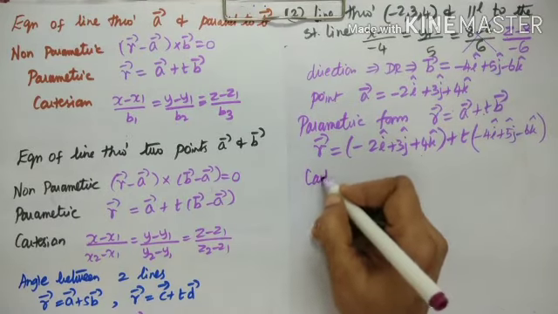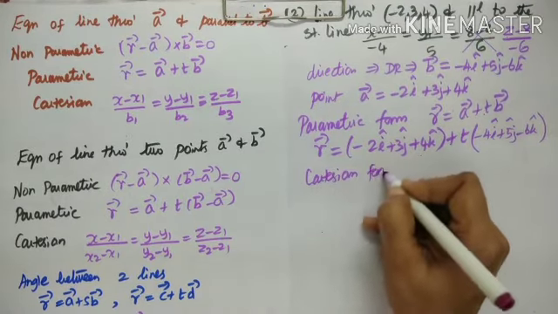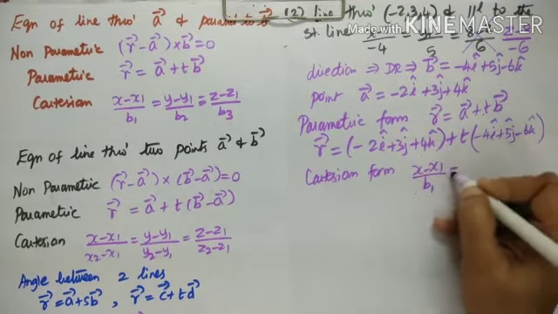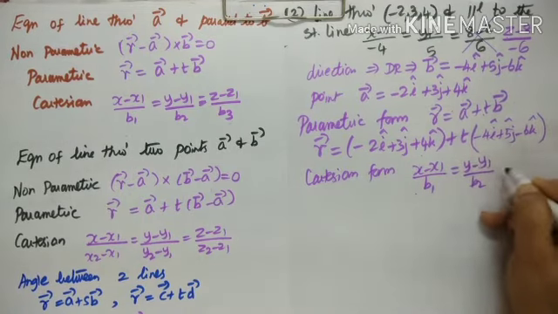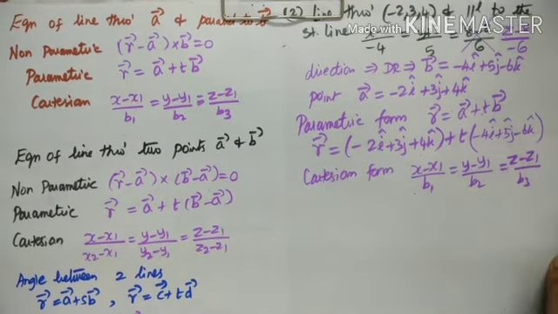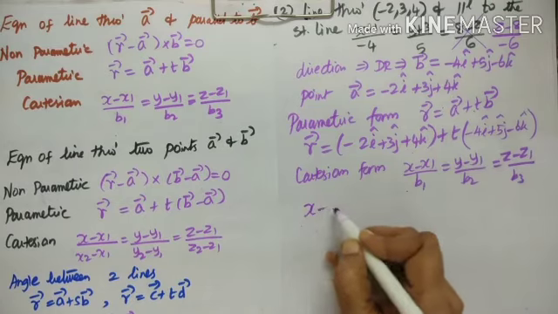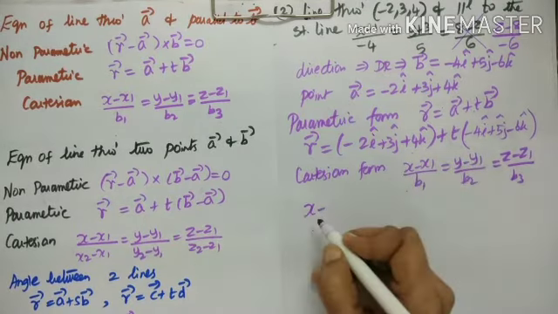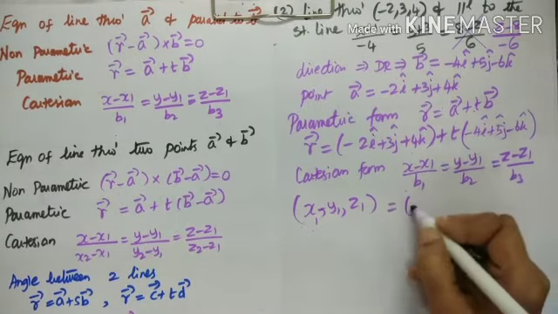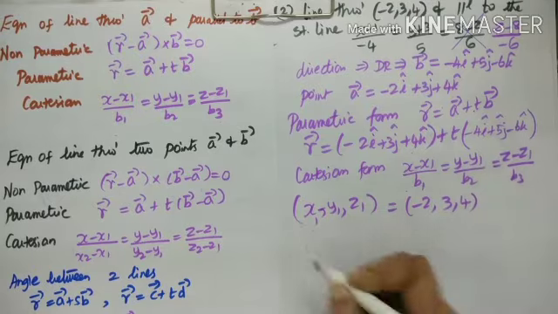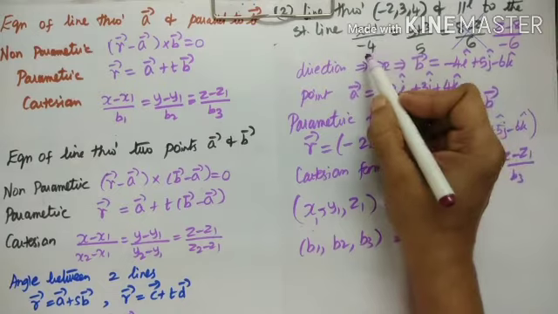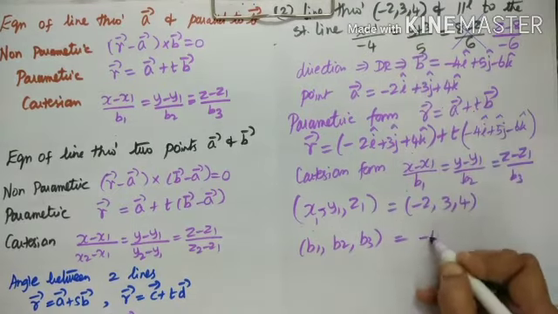We also need to find the Cartesian form. What is the Cartesian form formula? It is x minus x1 by b1 equals y minus y1 by b2 equals z minus z1 by b3. Instead of x1, I must write what they are. So x1, y1, z1 is nothing but the given point -2, 3, 4. What is b1, b2, b3? All the denominators: -4, 5, -6.